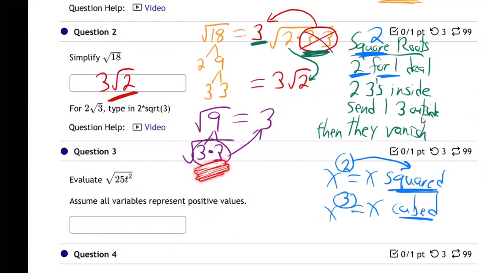That's what we've been doing all along. 2 3s inside leads to 1 3 outside. That's what we always do with square roots. That's why they're called square roots. They're 2 roots. They're a 2-for-1 deal. So that's exactly what we do here. 2 3s inside, 1 outside. The other 2 has to stay inside because there's not 2 of them. There we go.